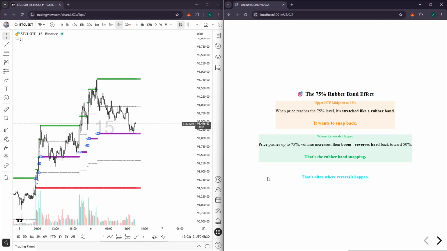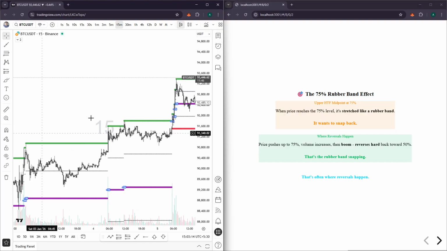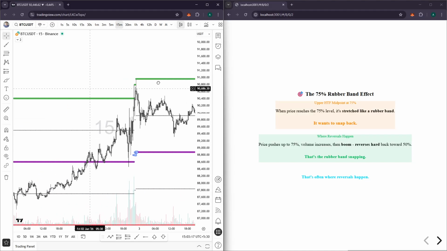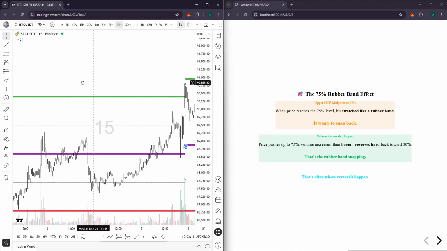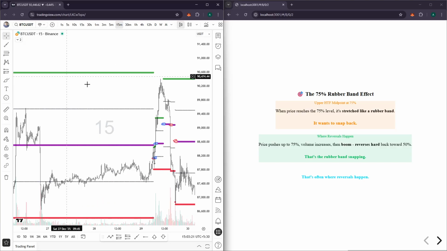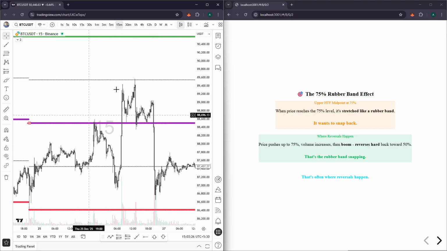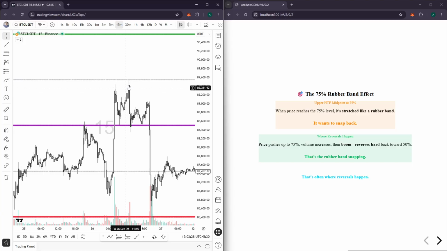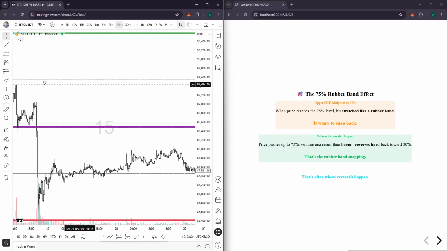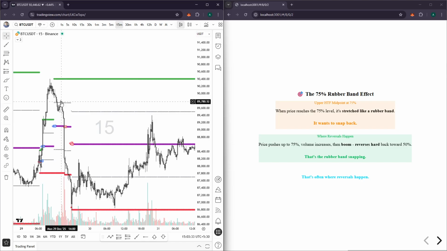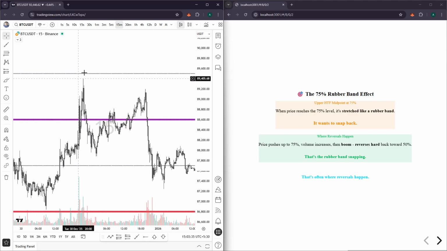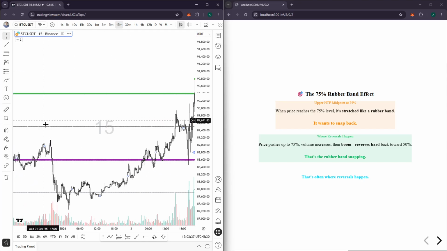That's where most of the reversals happen. So you see, when I come here, you see the reversal is happening there, right? Here again, it tried to go there, but then it snapped back.